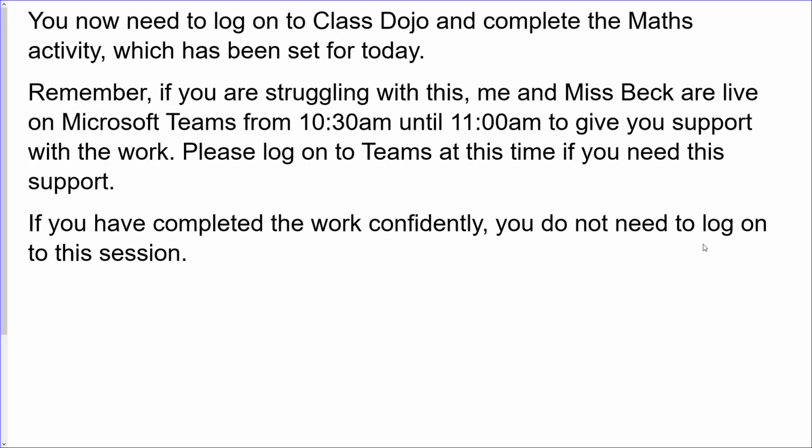So, you now need to take a picture of the work that you've just done in your maths book and send that through to your class teacher on Class Dojo, please, so we can see the work that you have completed. You then need to log on to Class Dojo and complete the maths activity which has been set for today. Again, as is the case every day, it links to what we've been doing in this online video session. Please use what we've been doing to help you. If you need to go back and watch the video whilst doing the worksheet, do that. If you need to look in your book to help you with it, do that.